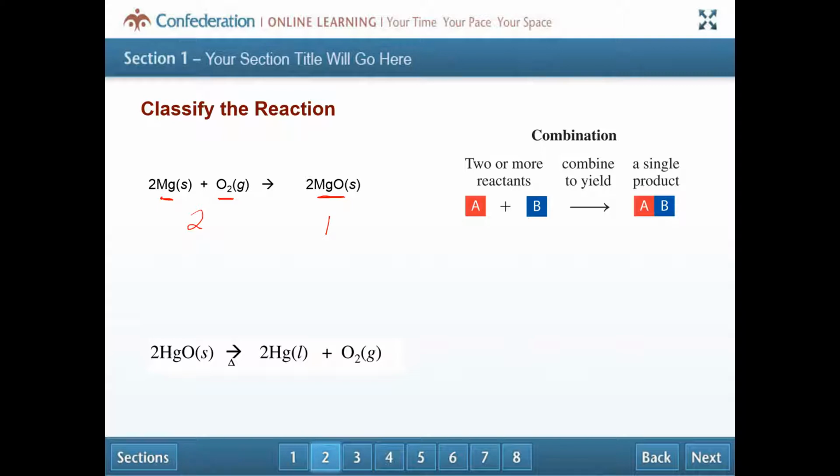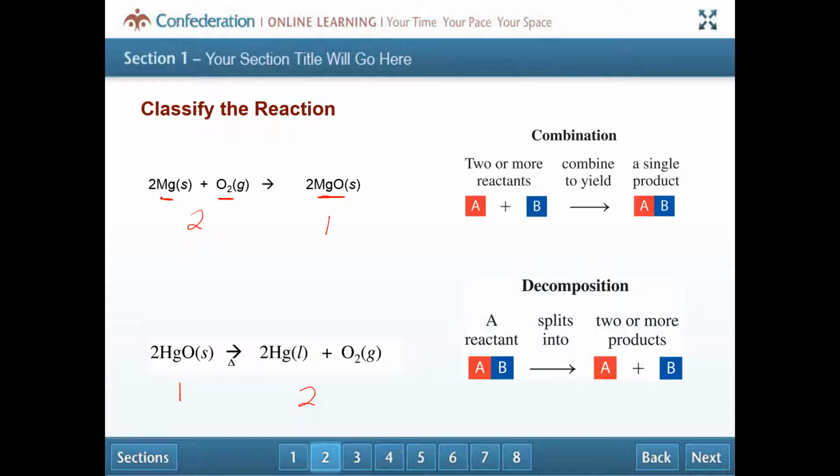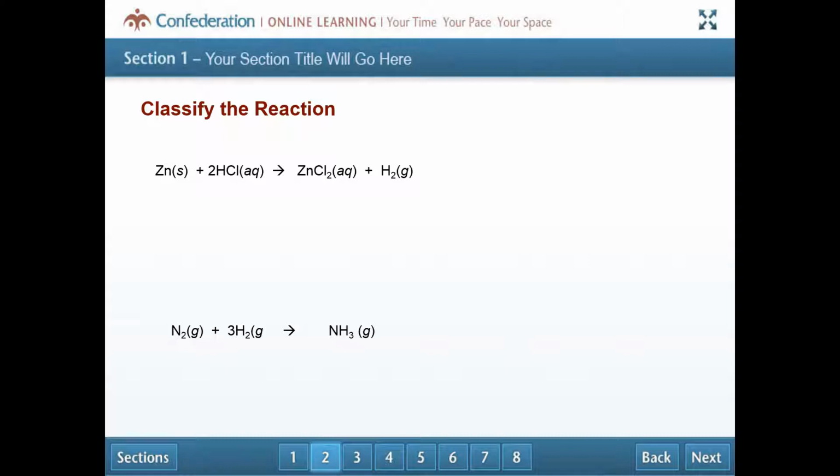Let's look at the next one here. So here we've got one reactant, and then it's splitting into two products. We've got mercury oxide here, and then we've got two products, mercury and oxygen. So do you remember what that's called? It's kind of the opposite of a combination. That's a decomposition reaction.